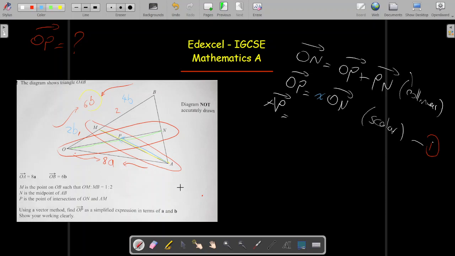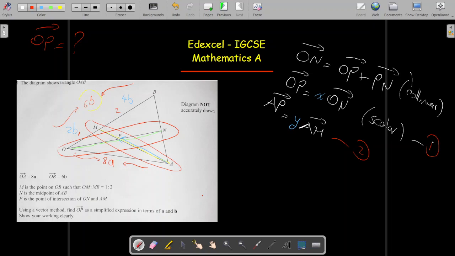The vector AP is actually equal to a scalar, and I'm going to refer to the other scalar as y here, so we don't get confused with the x. X is the scalar value of the OP, while y is the scalar for the AP. So AP is equal to y AM. It's the same concept as the previous equation, but here we are trying to express the two intersected points in a scalar way, because this is the only way that we can solve this problem.